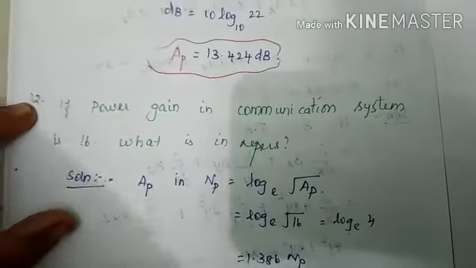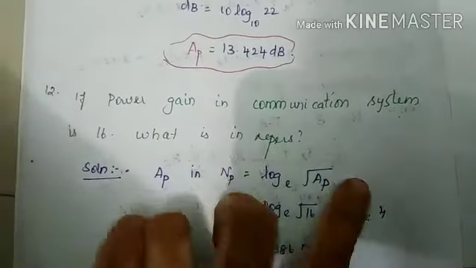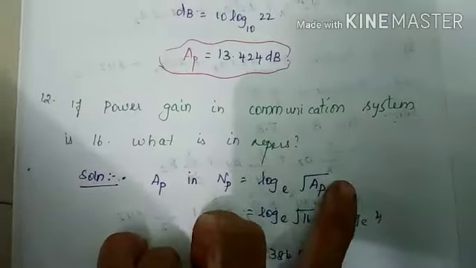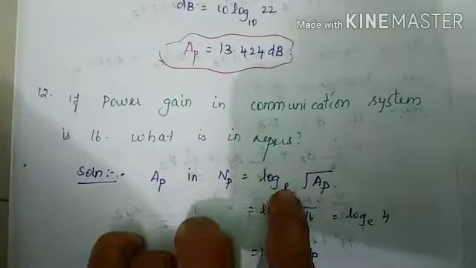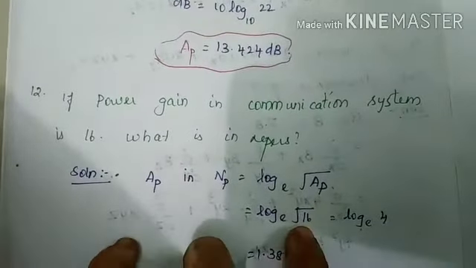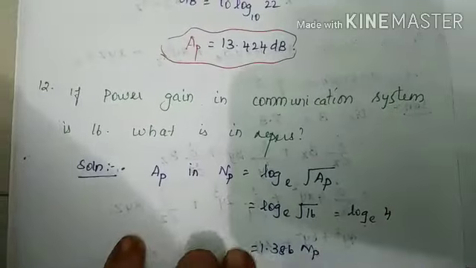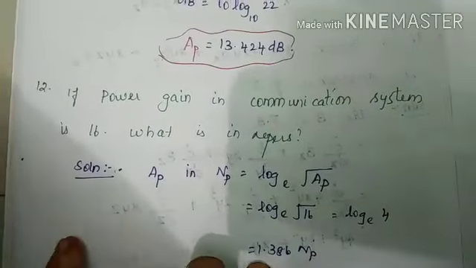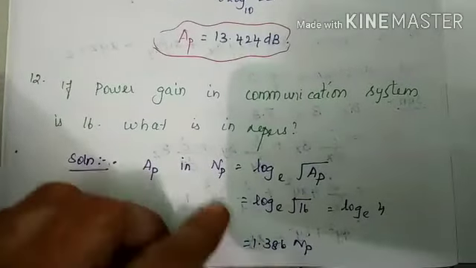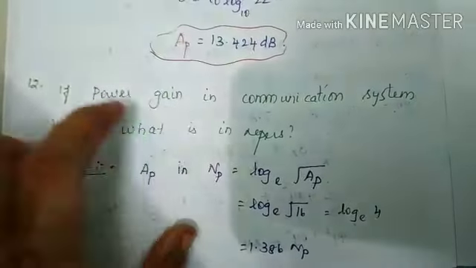See, Nepers in the sense we have to find the square root. Log e square root of this power gain. So log e of 4, that is 1.386 Nepers. Okay. So this is the difference between the Nepers and the decibel.